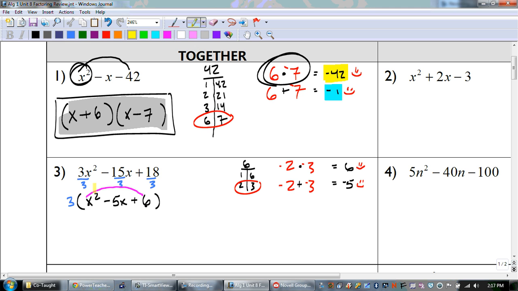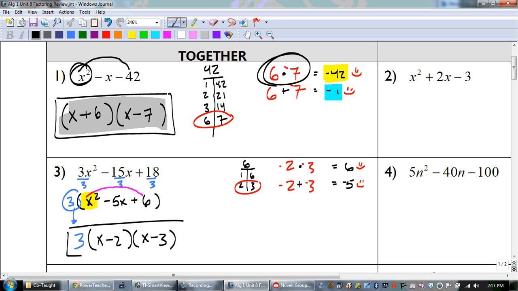Okay, what's my leading coefficient? Yeah, it's 1, okay? So don't forget your GCF, and then I can break this down into x minus 2 and x minus 3. I can go right into my answer. And I can only do that because our leading coefficient was 1.